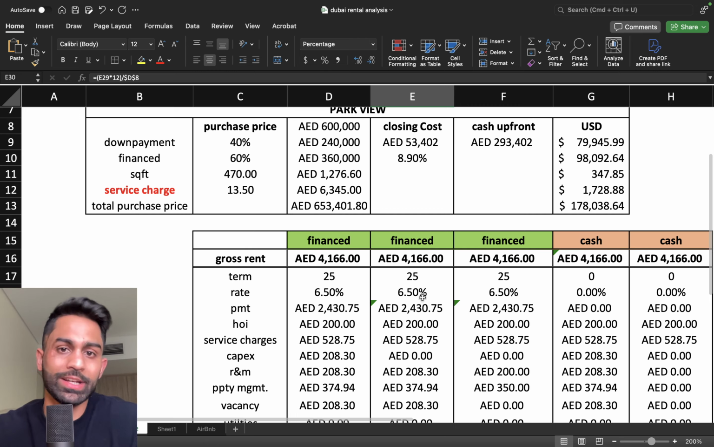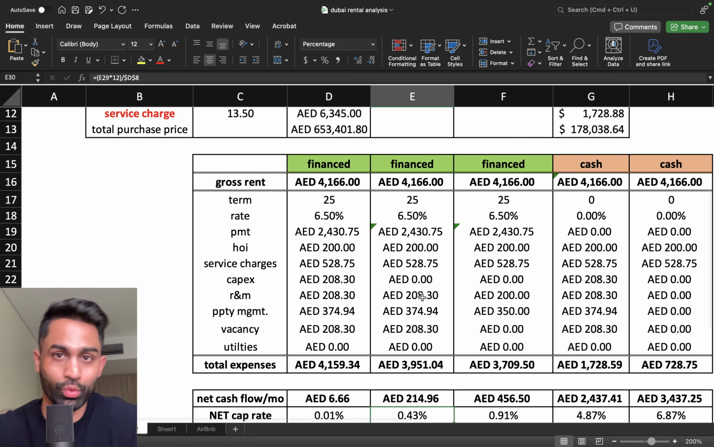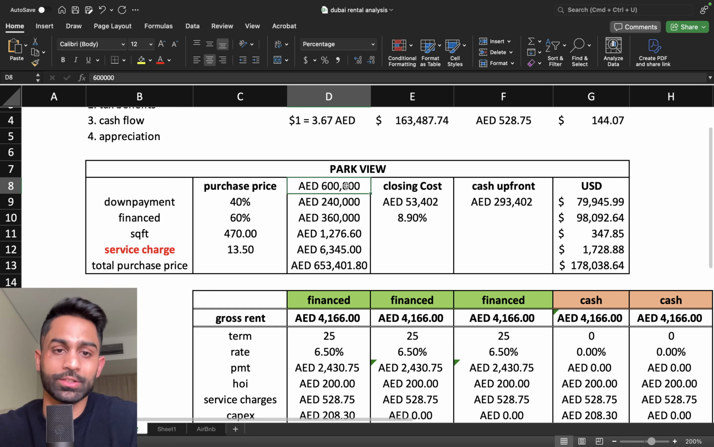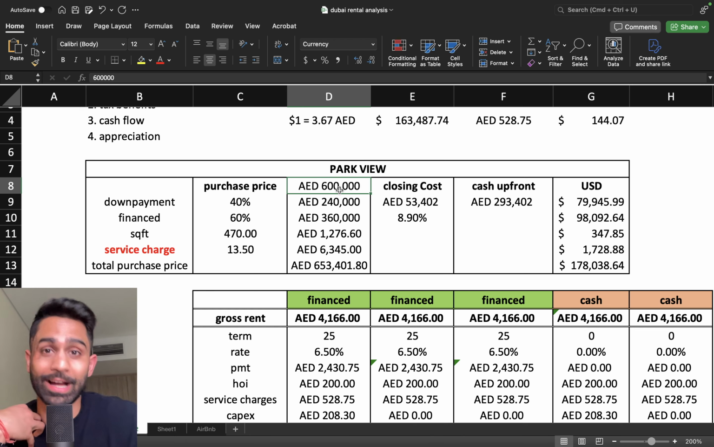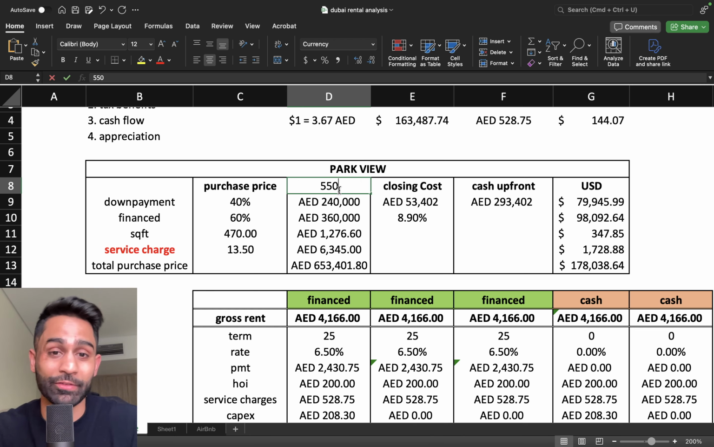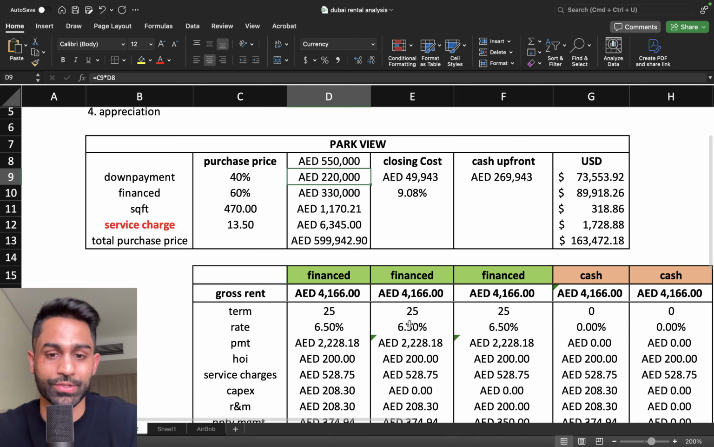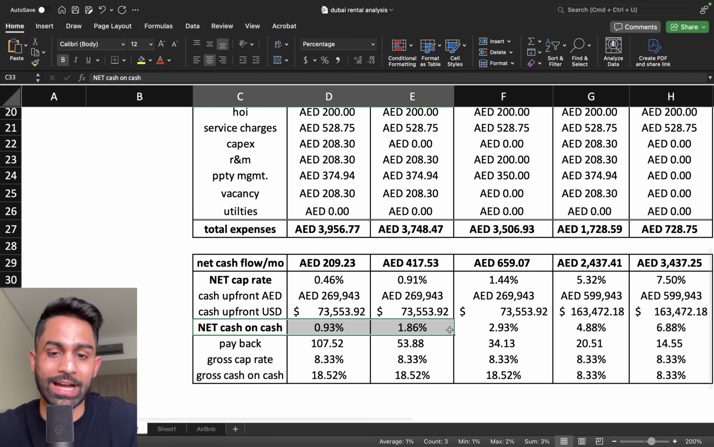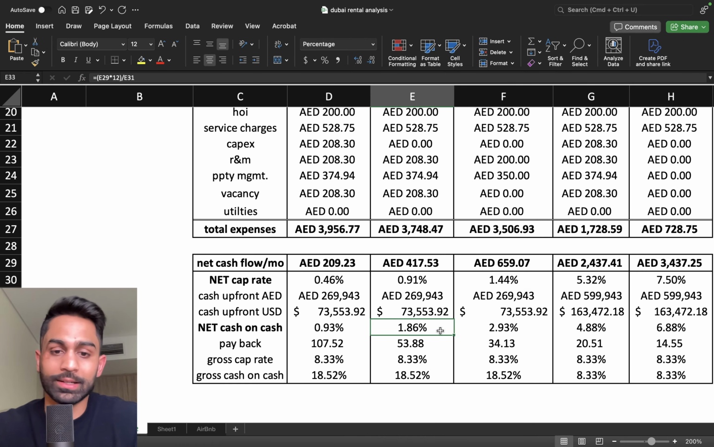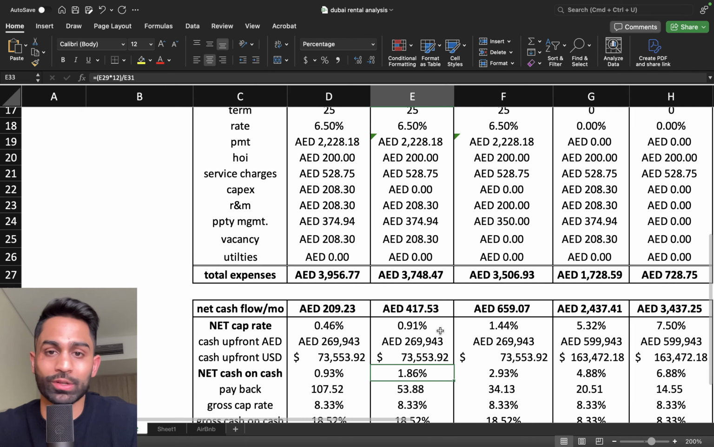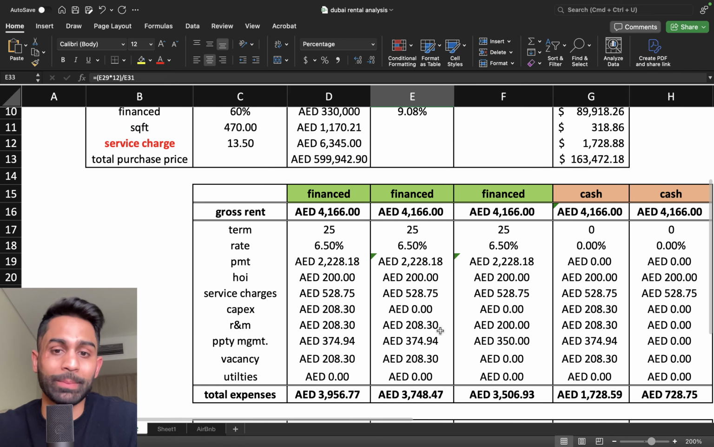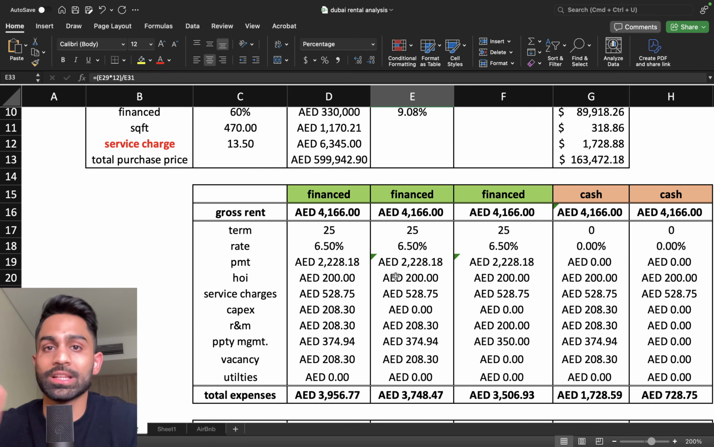So what do we need to do to make the numbers work? There are 2 things that are under our control. We can either look at reducing the purchase price. So the offer that I put into this property first was 550,000, so I reduced it by 50,000. Look what happens to the net cash on cash, a little bit under 2%. But the thing is that we also need to account for the IRR, right? That's the equity pay down, because the tenant is paying the property off for you.